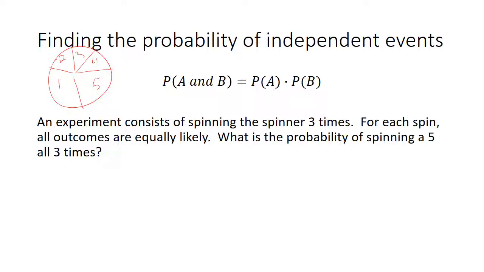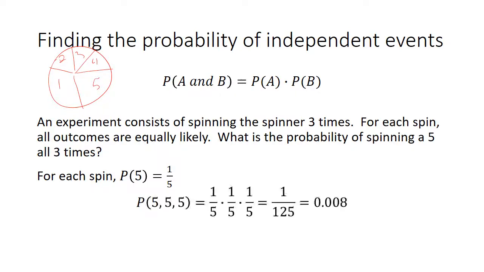So the probability of spinning a 5 one time would be 1 in 5. So for the probability of spinning a 5 3 times in a row, you're going to take the probability of each individual one and multiply them, giving you 1 over 125, a 1 in 125 chance. And when you multiply that out, that would be 0.008.